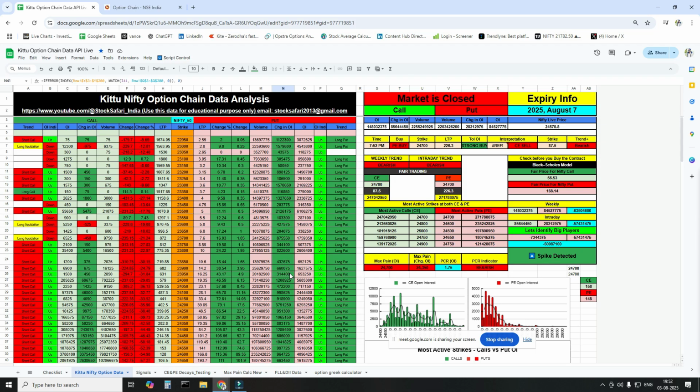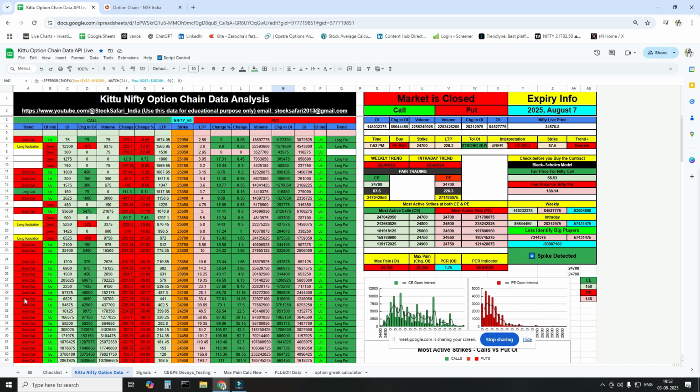Now I hope long build up is clear. If the price is increasing and open interest is increasing, it is long build up, that means naked buying. Every trader is expecting the price will move from the present trading price. Now let's discuss short build up. Short build up means the price is going down but the open interest is increasing.